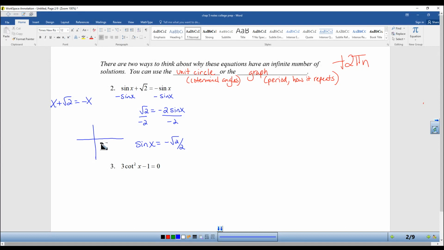You're going to constantly be using this concept of ASTC, which is, what two quadrants is sine negative in? 4 and 3. So you want to give me the quadrant 3 answer. So your reference angle is going to be pi fourths. You can look on your chart and see that sine of pi fourths is the square root of 2 over 2. But since it's negative, I want pi fourths in the third quadrant, which if you look at your unit circle, will be 5 pi fourths. And then I also need to give the answer in quadrant 4 because sine is negative in quadrant 4, and that's 7 pi fourths. And then you just add 2 pi n.